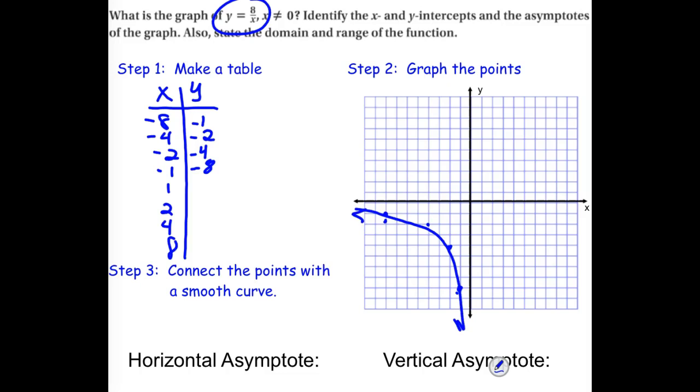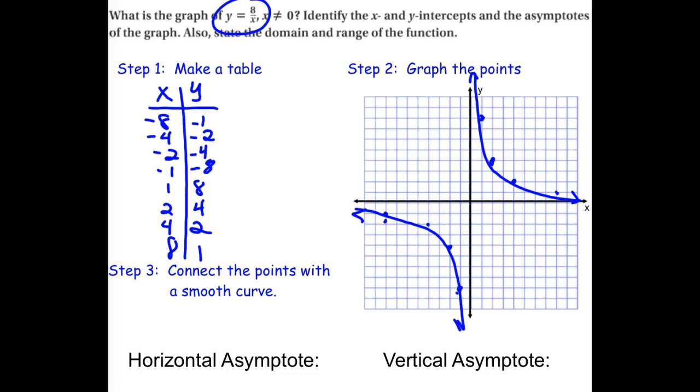All right. If we plot our positive ones, 8 divided by 1 is 8, divided by 2 is 4, divided by 4 is 2, divided by 8 is 1. All right. So we've plotted our points from our table.